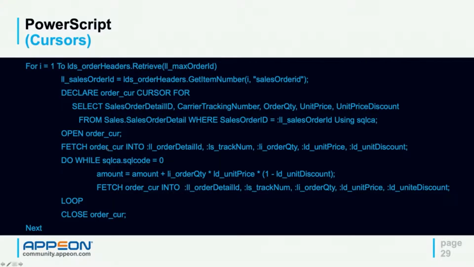So the fetch line gets the sale order detail data, and in the cursor loop here, the amount variable gets updated at each iteration to signify some calculation that occurs per each line, per each step of the cursor loop.